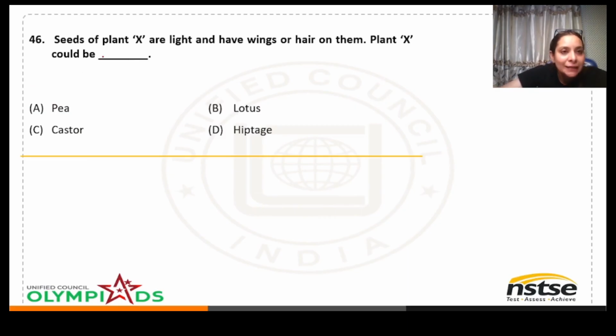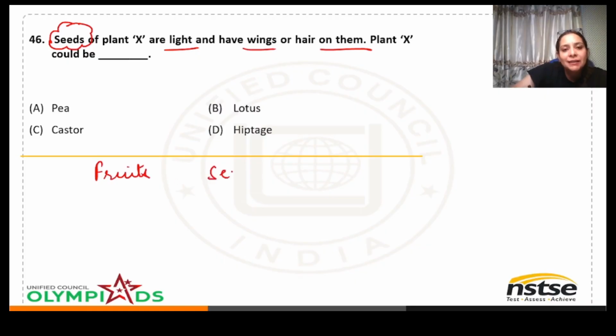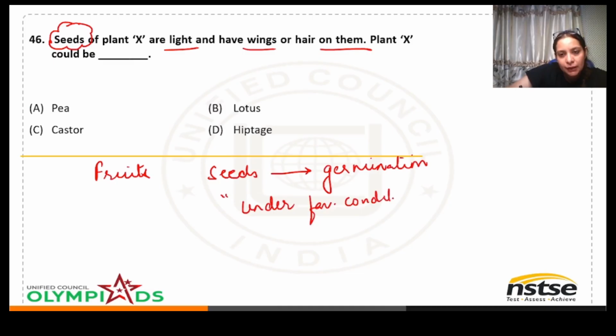Okay, next question. Seeds of plant X are light and have wings or hair on them. Plant X could be. Now we have already learned that seeds are enclosed in fruits, right? And seeds have the power to form a new plant. How? Seeds undergo the process of germination, that is, under favorable condition. When they get favorable condition, they give rise to seedling, and seedling forms a new plant. This is how germination takes place.